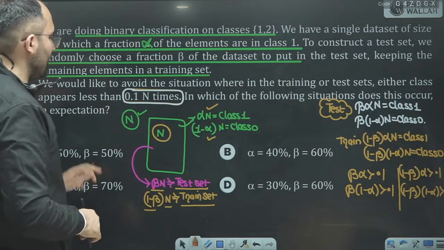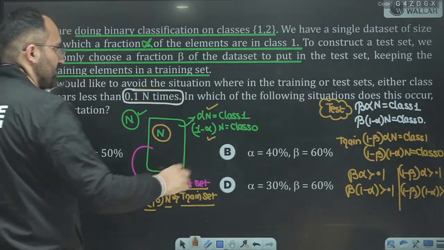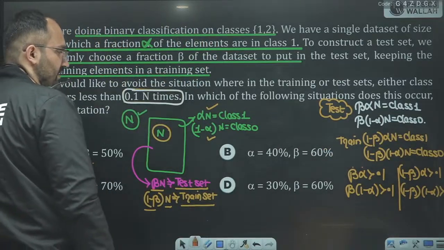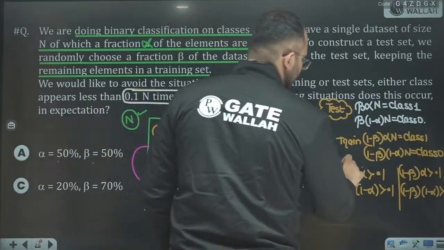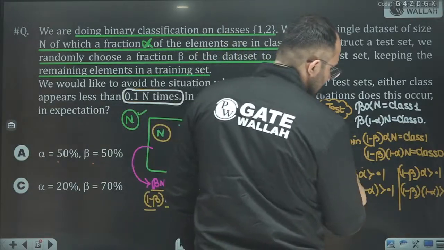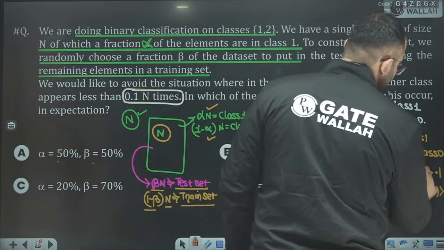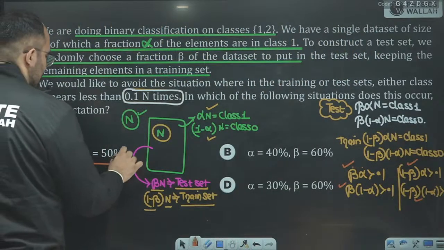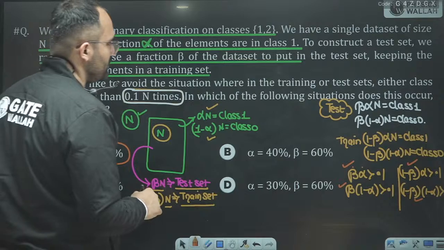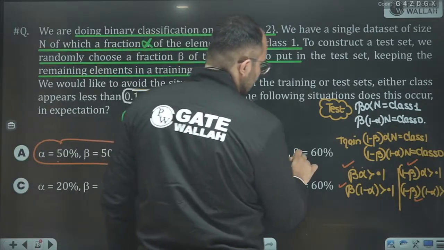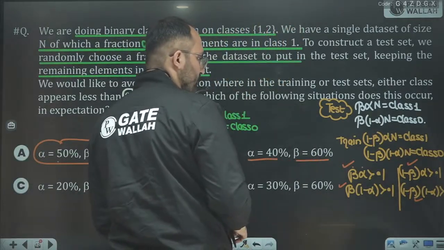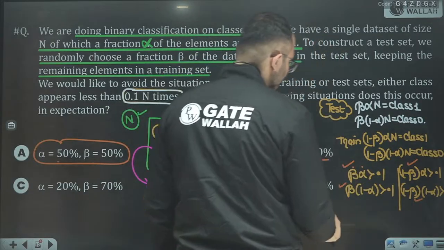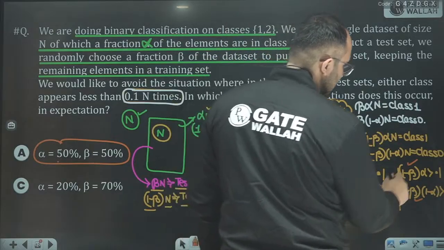Which of the following situations does this occur? So alpha 0.5 and beta 0.5. Is this valid? So we can check everything. 0.5 into 0.5 is greater than 0.1. Yes, obviously. So this is satisfied here in the option A. This is also satisfied, this is also satisfied, this is also satisfied. So if we take alpha and beta 50-50%, all are satisfied. Okay. Now let's talk about this. Alpha is 40, beta is 60. Is this satisfied? Let's say 0.4 into 0.6 greater than 0.1. Perfect. Now I think this will also satisfy.